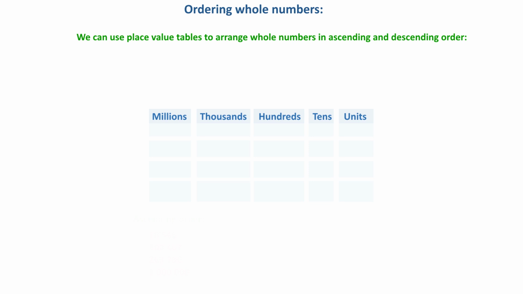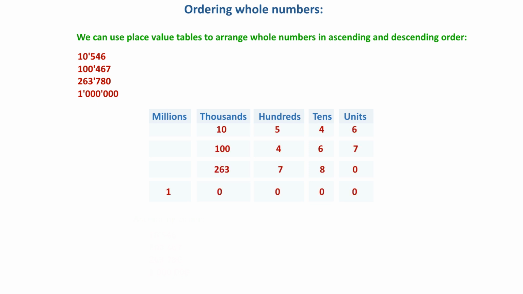So we'll look at a quick example of how we use our place value table to put numbers in order. I've got a few example numbers on the screen and we can put them into the place value table just like this. If you're not sure how I've done this, then all you need to do is watch the lesson called Writing Whole Numbers as Words. In that lesson we talk about how we take numbers and put them into this table.